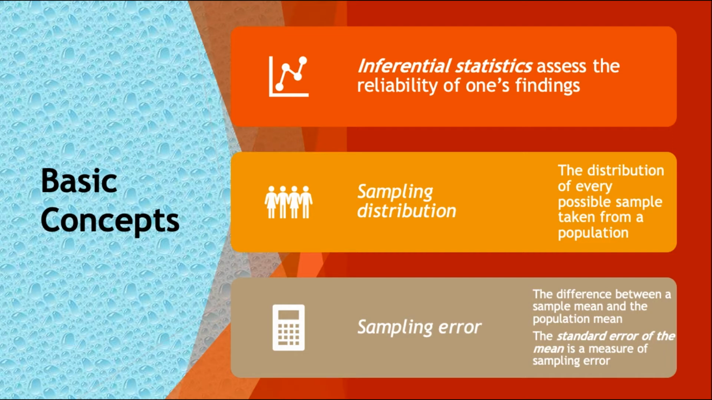So the first basic concept is the sampling distribution. Here you can imagine repeatedly taking samples of a certain size, let's say n equal to 10 scores, from a given population, computing the mean of each sample, and then creating a distribution of these sample means. If you could take every possible sample of n scores from the population, you would have what is known as a sampling distribution.